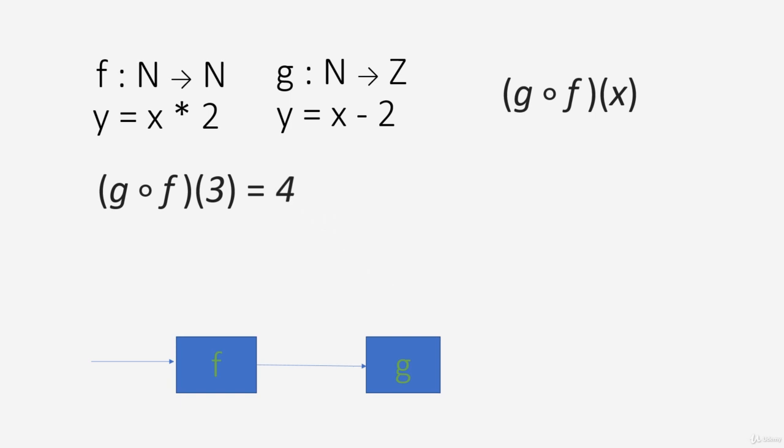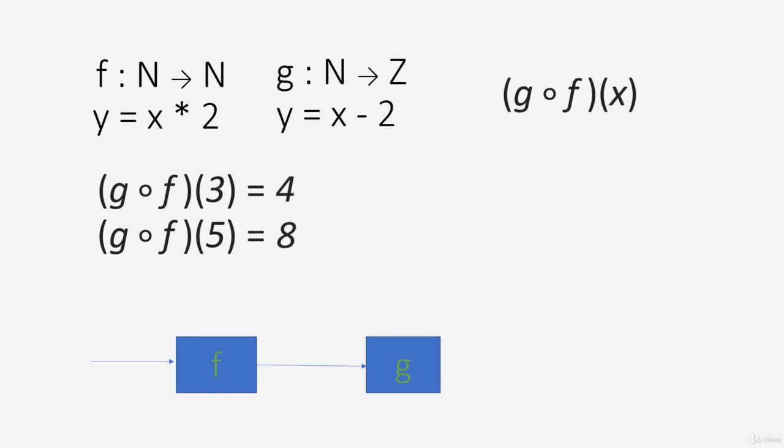Let's try it again with 5. I pass 5 into f. f will return 10. Then g takes whatever f returned, in this case it is 10, subtracts 2 from it, and returns the final result. In this case, 8. I hope this makes sense.